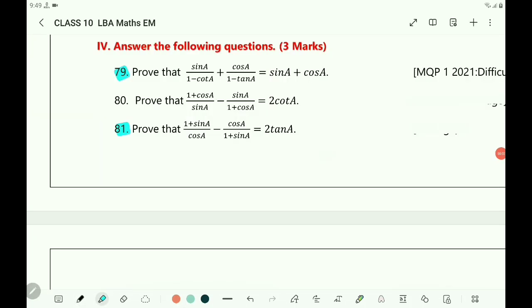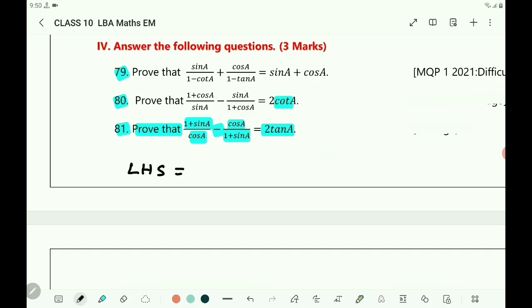Question number 81. Prove that (1 + sin A)/cos A − cos A/(1 + sin A) equals 2 tan A. This question is the same as question number 80. Here the only change is that cos A and sin A are interchanged, and cot A and tan A are interchanged. Same methods, same steps are to be followed. So then you write the LHS first. What is LHS?